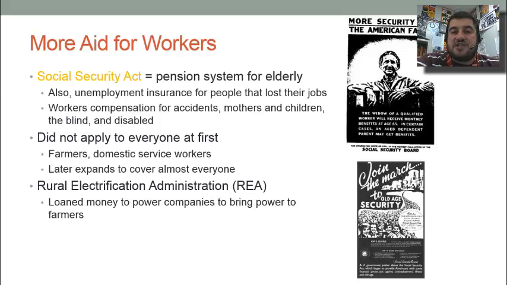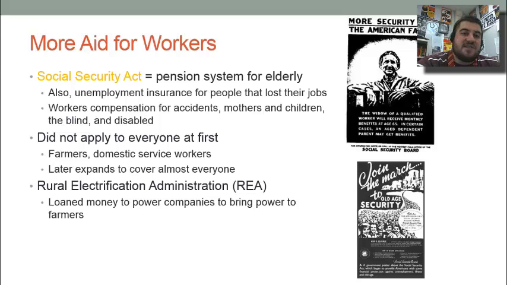It's also unemployment insurance for people that lost their jobs. They can get what's called unemployment benefits. It also provides workers' compensation for accidents, and help for mothers and their children if their father has been killed, the blind, and the disabled. It does not apply to everybody at first, but some would argue that over the next 30 or 40 years it applies to too many people, and now we are paying out more than we're taking in, actually. So it later expands to cover almost everybody.